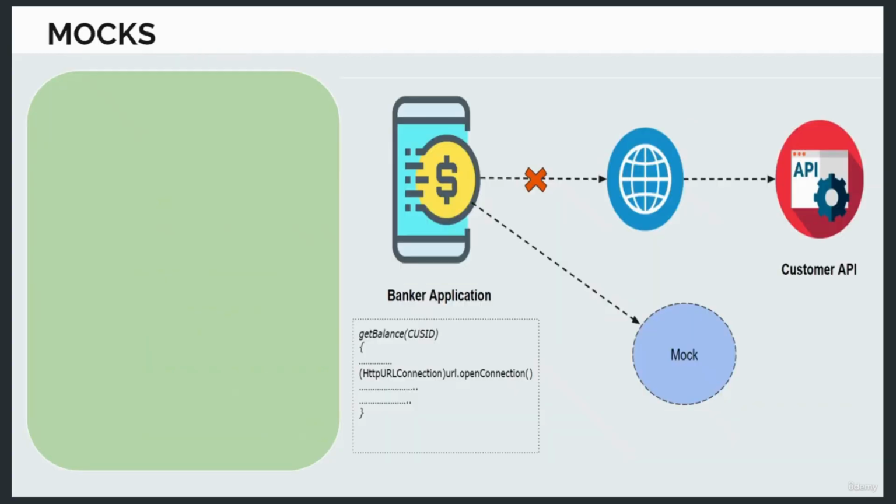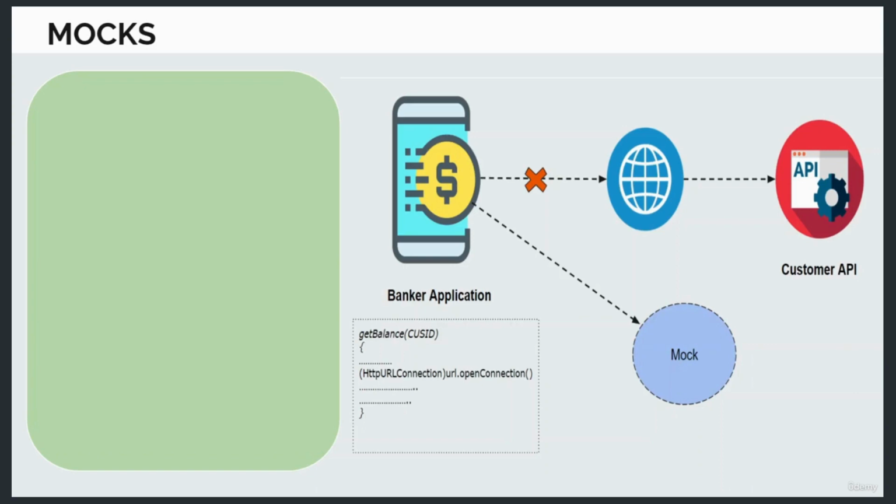Now we will be discussing this same use case, the banker application. The banker application's transaction now will not go over the web to the real customer API, which our application is dependent on, but it will go to the mock itself. A mock can be a class or it can be a function. The most important thing is, mocks are mostly built in process. That is, they are within the code itself, whether it's a class or a function within our code.